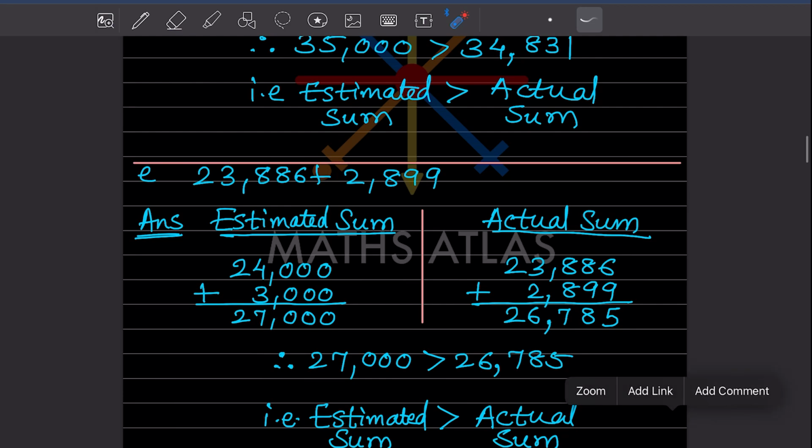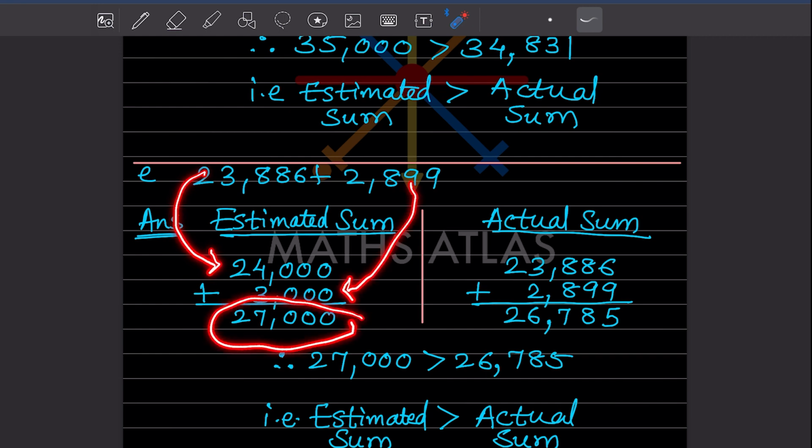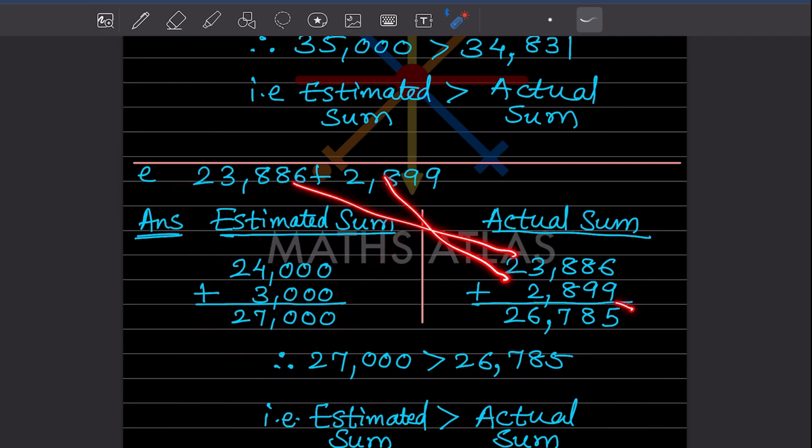Now for the next one, this becomes 24,000 after rounding. This turns out to be 3,000. So you get 27,000. For the actual sum, these both numbers remain the same. So 27,000 is greater than 26,785. So the estimated sum is greater than the actual sum.